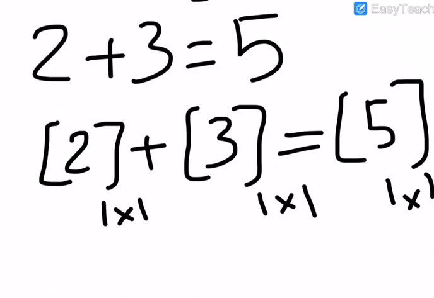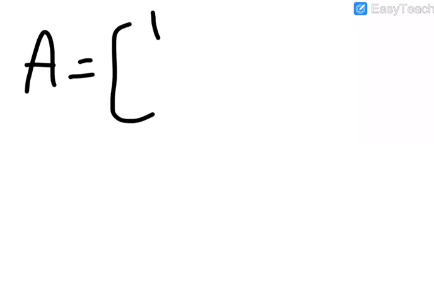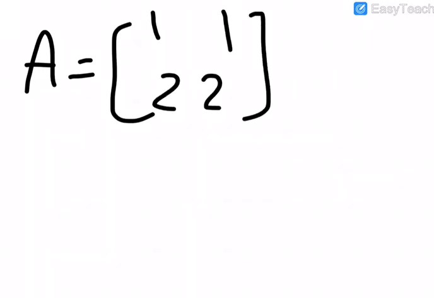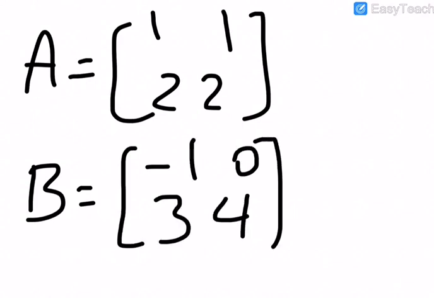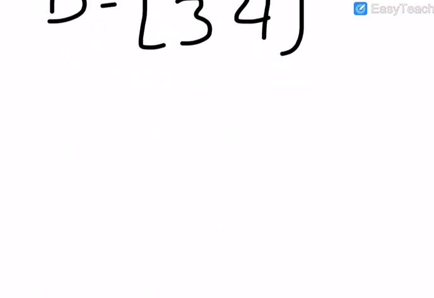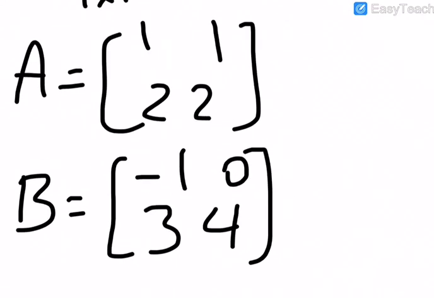Now, if we have the definitions for number summation, of course we have it for matrices as well. How? Let's say I have matrix A, 1, 1, 2, 2, and matrix B, minus 1, 0, 3, 4. Can I add A plus B? Yeah, it's simple. A plus B means you just sum each element together.